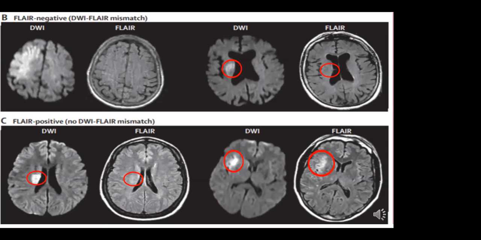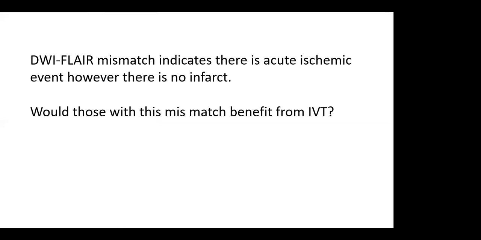But in the future, we hope that all patients who present with acute stroke symptoms would be subjected to an MRI, FLAIR and DWI, so that we can institute IVT for those who really deserve it, and not just go by the last time he was seen well. So DWI and FLAIR mismatch indicates there is an acute ischemic event. However, there is no infarct. Basically, there is penumbra, but there is no core.